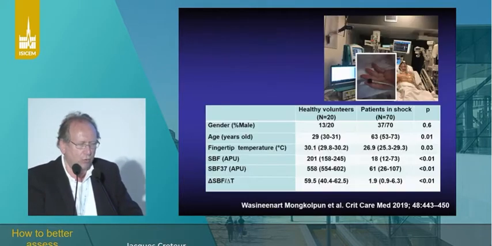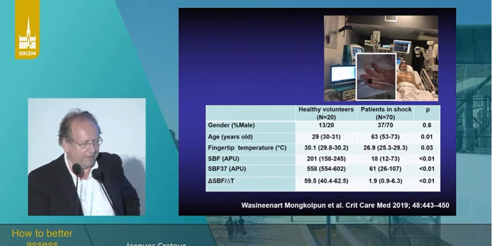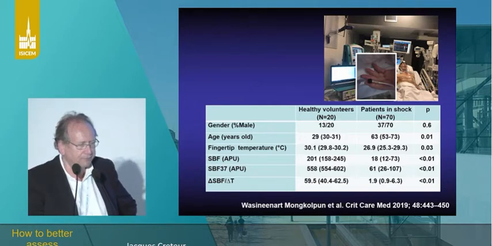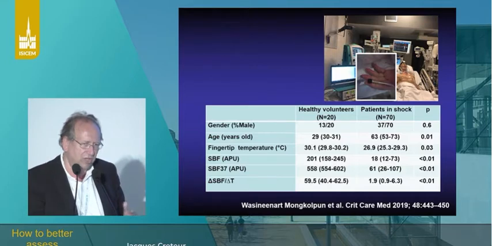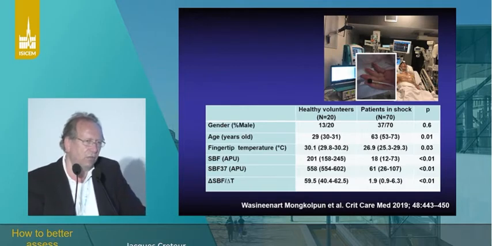So first of all, we compared healthy volunteers to patients in shock with different variables provided by the laser Doppler. As you can see here, the SBF, which is the skin blood flow, is, let's say, 10 times higher in healthy volunteers than in patients in shock. When we measure the skin blood flow at 37 degrees of temperature, again, in healthy volunteers, you have a huge increase in the skin blood flow. And what is also interesting, to try to standardize the thermal challenge, we also calculate the delta, so the change in skin blood flow against the change in temperature from basal temperature to 37 degrees.